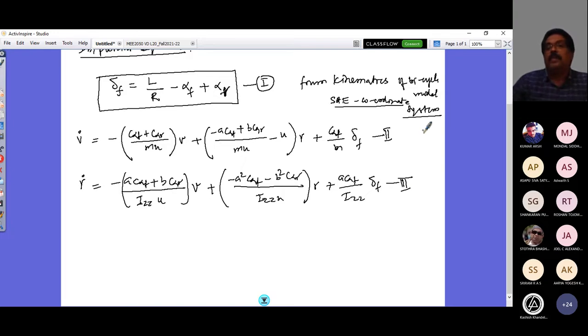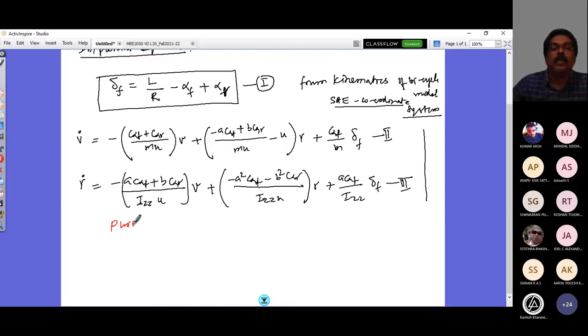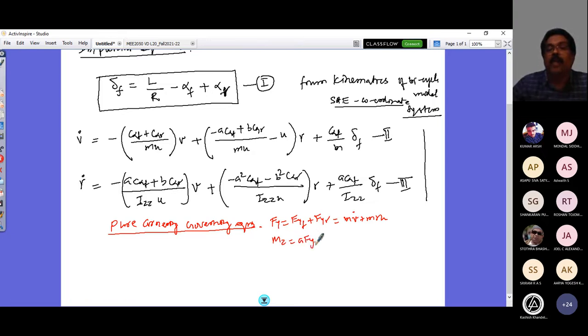So how are these two equations obtained? Those are obtained from having the pure cornering governing equations. So what are the pure cornering governing equations? It was Fy is equal to Fyf plus Fyr, that's equal to mv dot plus mru, and the moment Mz is equal to a Fyf minus b Fyr, that was equal to I z z r dot. So having these two governing equations, we were able to substitute for Fyf and Fyr from the tire.